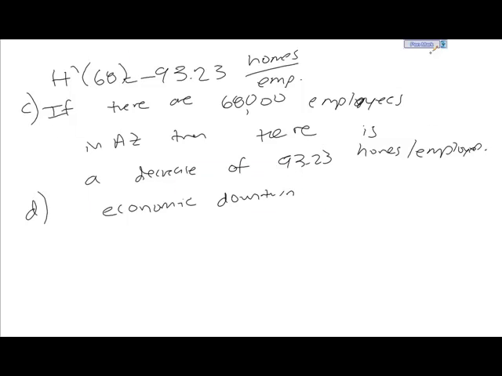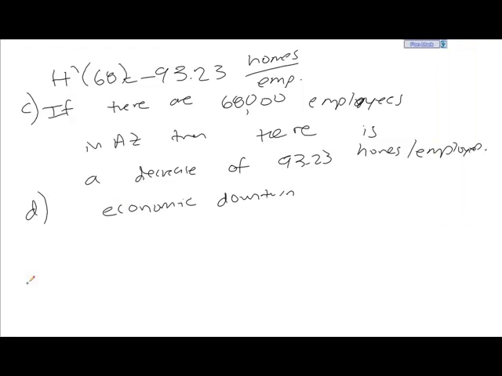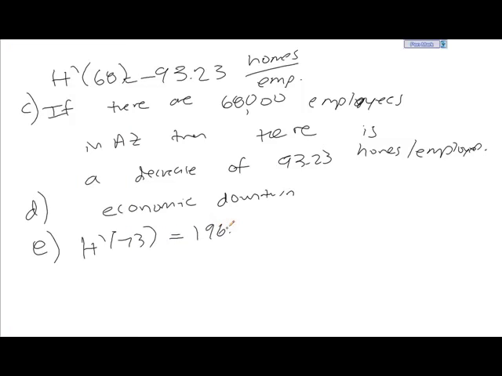Now we want to find and interpret h prime of 73. So I'll do h prime of 73, and I'll just change the 68 to 73, and this gives me 196.95. Well, this means a similar interpretation. When there are 73,000 government employees in Arizona, then there is an increase of 196.95 homes per employee. That's what's anticipated to happen.